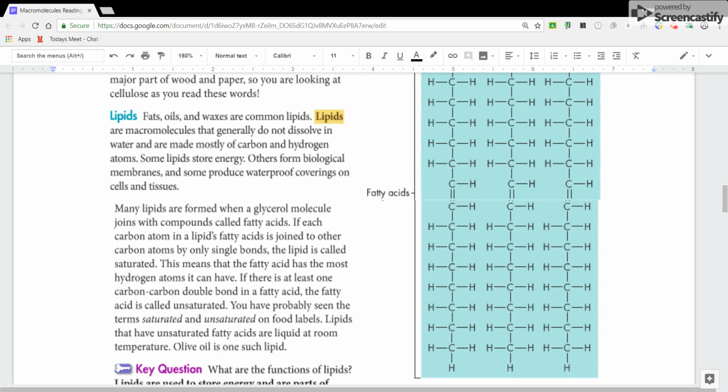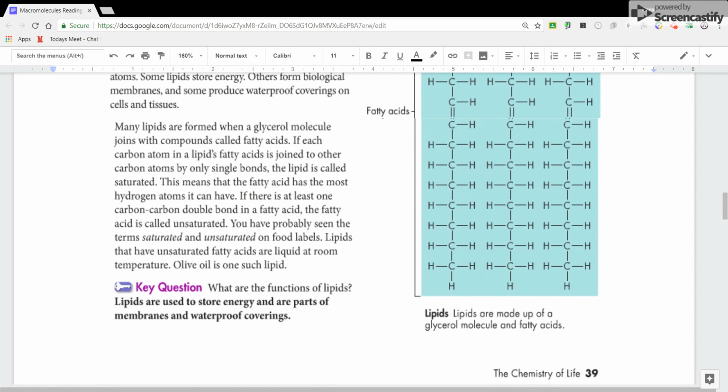Lipids. Fats, oils, and waxes are common lipids. Lipids are macromolecules that generally do not dissolve in water and are made mostly of carbon and hydrogen atoms. Some lipids store energy. Others form biological membranes, and some produce waterproof coverings on cells and tissues.